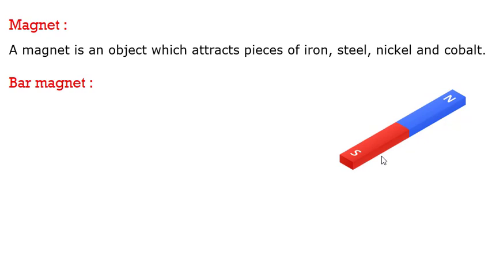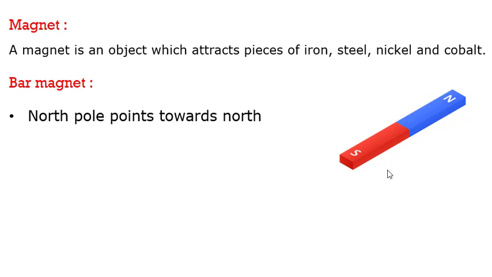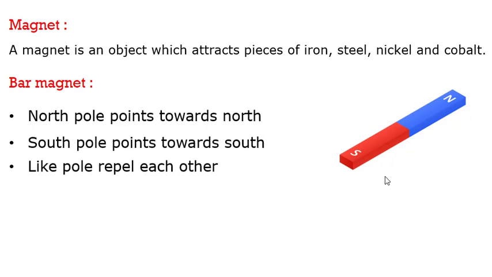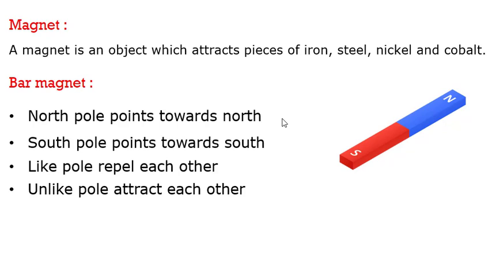It has been found experimentally that like poles of magnets repel each other, that is, the north pole of one magnet repels the north pole of another magnet, and similarly the south pole of one magnet repels the south pole of another magnet. And unlike poles attract each other. So the north pole of one magnet attracts the south pole of the other magnet and vice versa. So for a bar magnet, the north pole points towards north, the south pole points towards south, like poles repel each other and unlike poles attract each other.